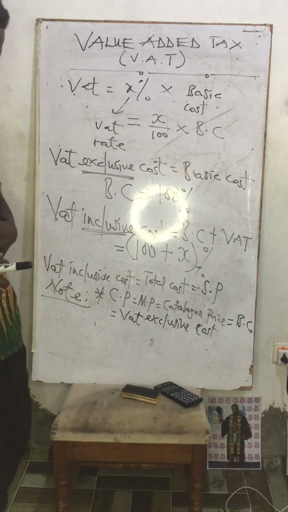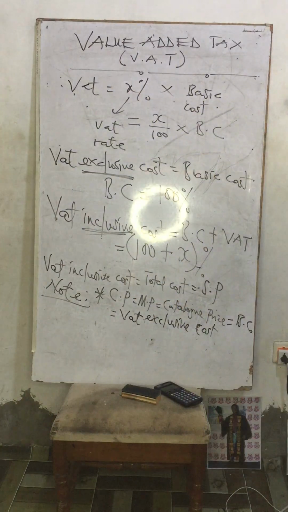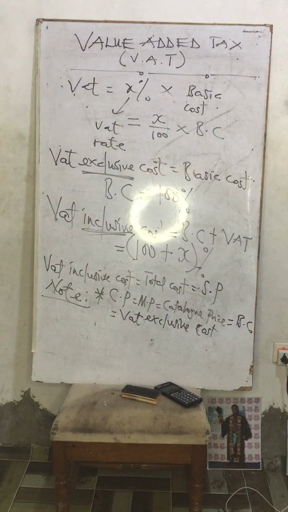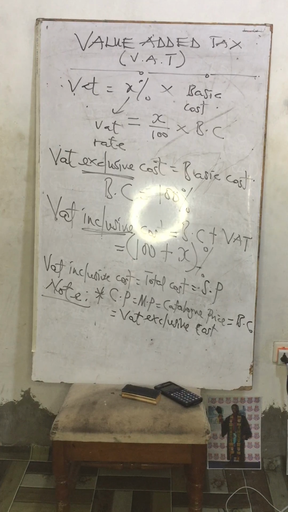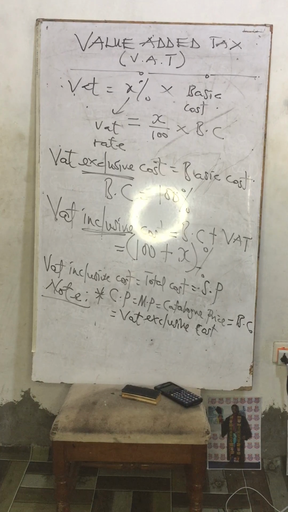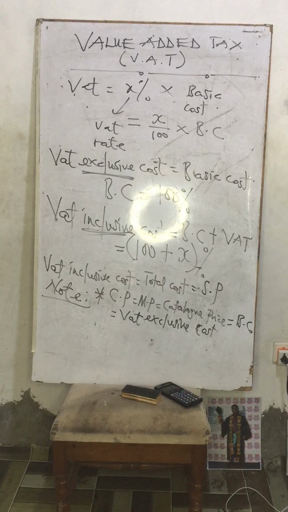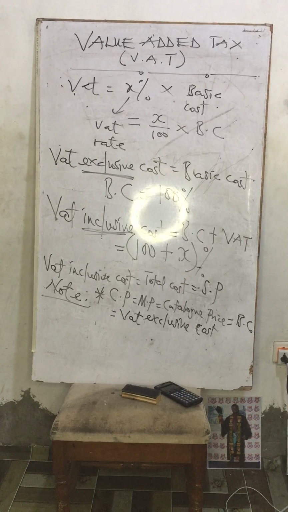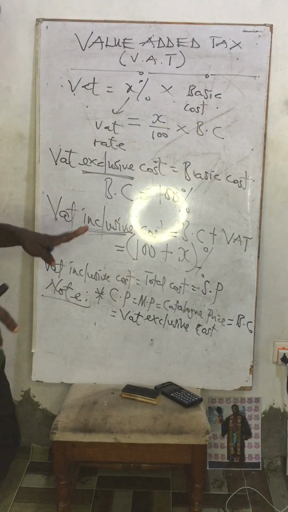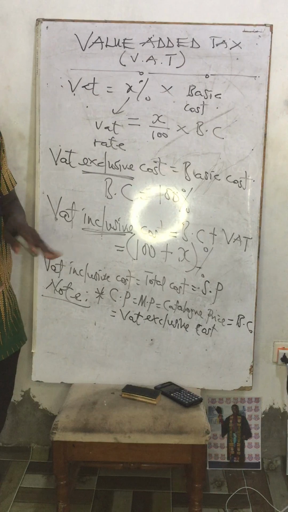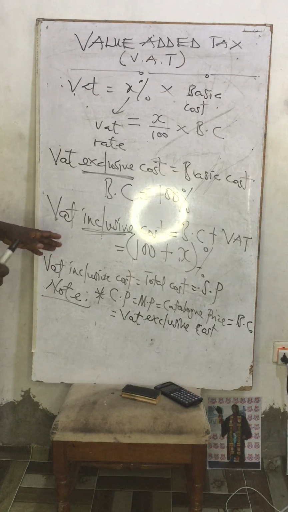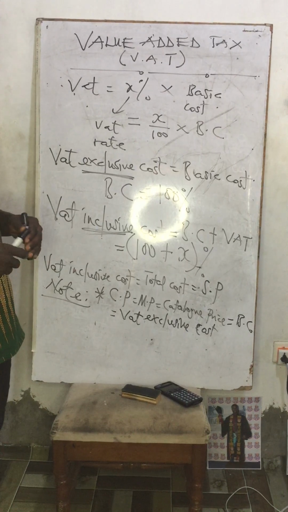I will clear here. So kindly please take note of that. It's very, very important. The VAT inclusive cost is equal to the total cost, which is the same thing as the selling price. And the cost price is equal to the marked price or the catalog price, or the basic cost, which is the same thing as the VAT exclusive cost. So we have several names to describe the basic cost.